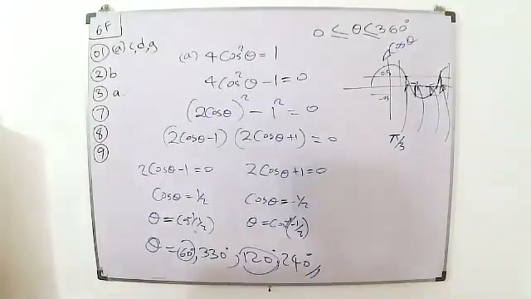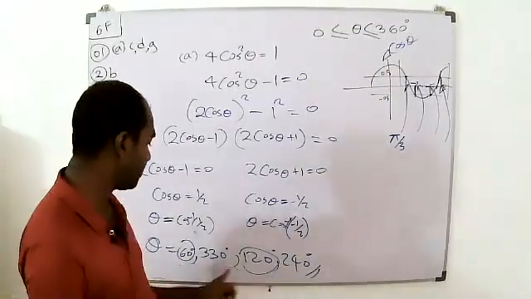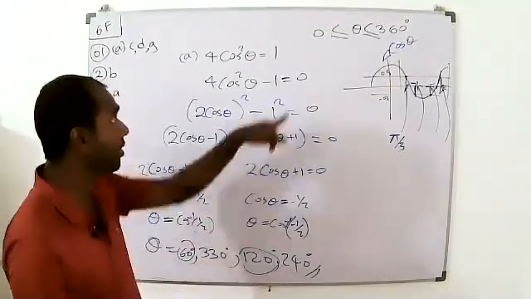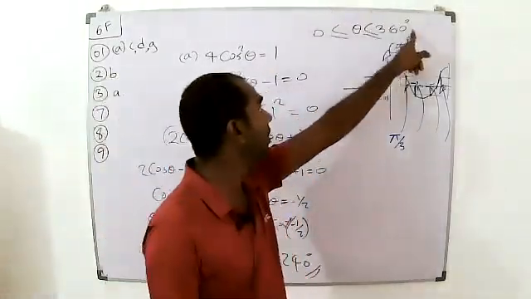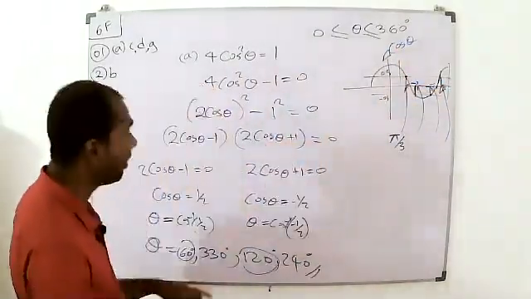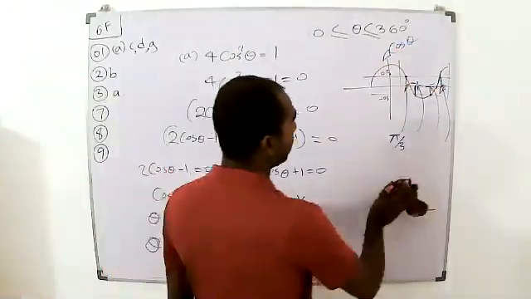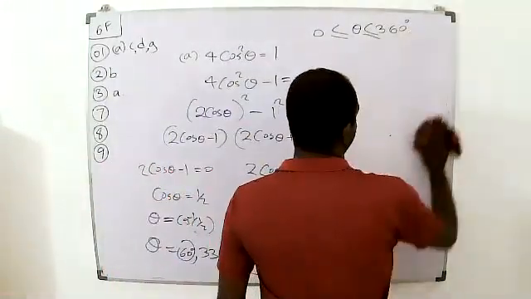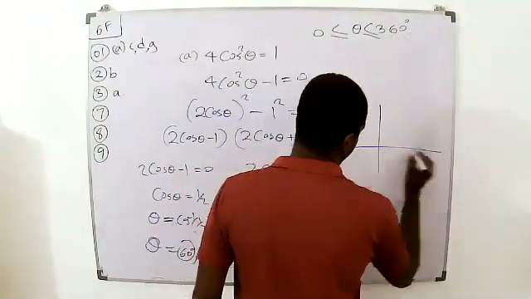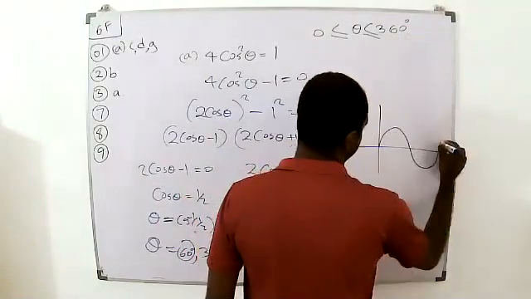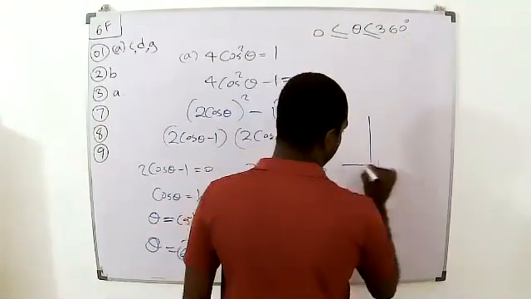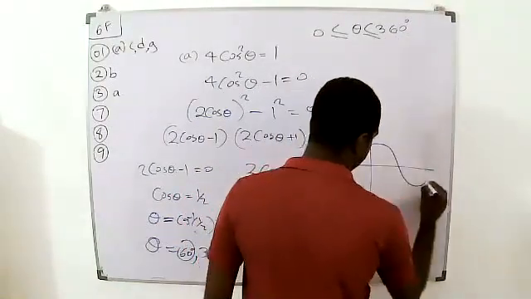Yes. But how did I get the other two values? Can I just stop at getting these two values? No, you can't. Why? They have given a range for theta. So I have to look for all the possible scenarios where I can have the values. So what I did was I drew the cos theta curve in the given range. This is the cos theta curve now.